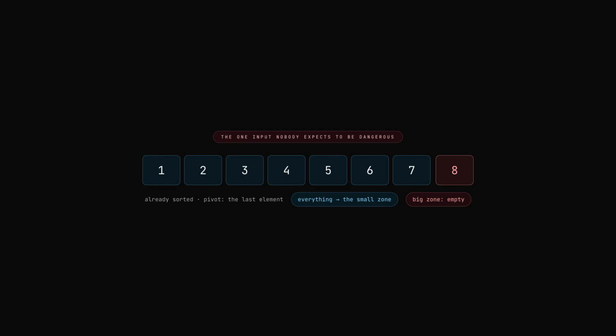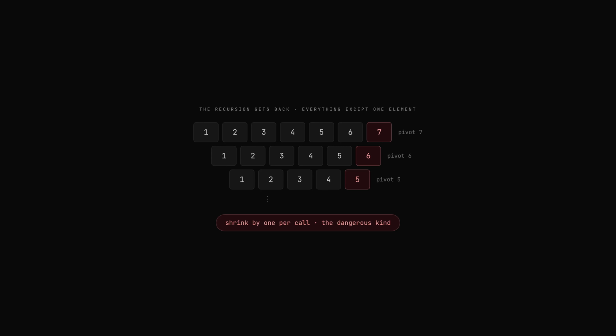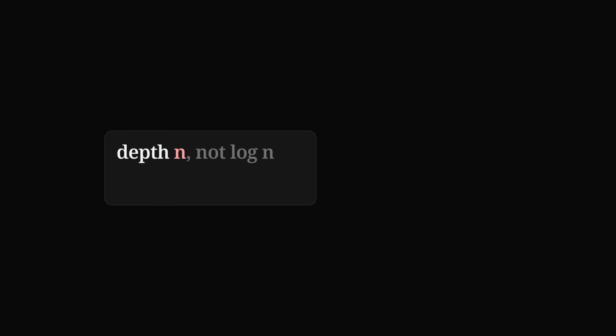The pivot was already in its final position, and the recursion gets back everything except one element, which pivots on 7 and peels off 1 more, then 6. Shrink by 1 per call. Lesson 9 named this the dangerous kind. Depth n, not log n. 100,000 sorted elements is 100,000 stack frames. On most platforms, that's a crash before it's even slow.